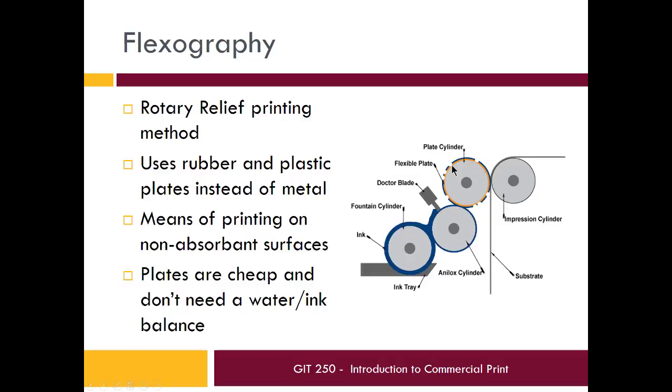This is relief printing, just like letterpress. The image is on the relief area of the plate cylinder, and so ink is going to stick to the substrate, the film or paper or whatever fabric that's being printed. The impression cylinder is there just to apply pressure onto the plate cylinder. The nice thing about this is it's not like lithography. It doesn't require a water-ink balance, and it can print on all sorts of different materials. So if you go to your grocery store and just look around at some of the packaging, a large percentage of it is done with a flexographic process.